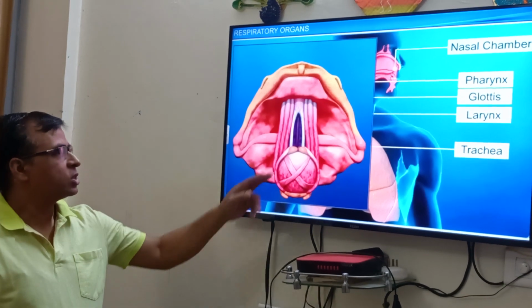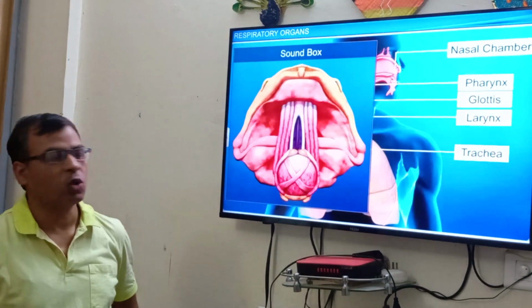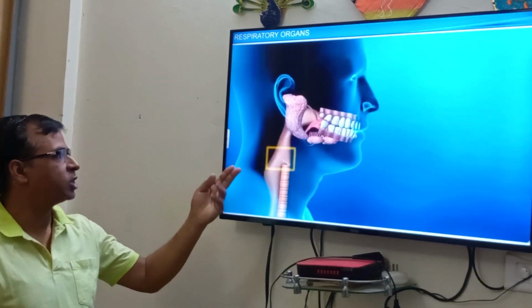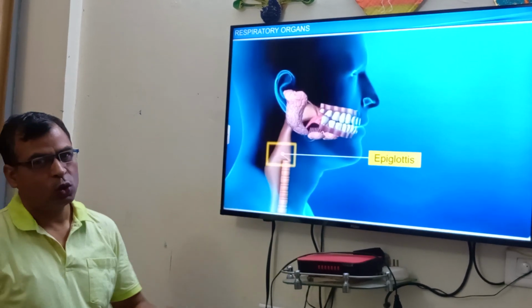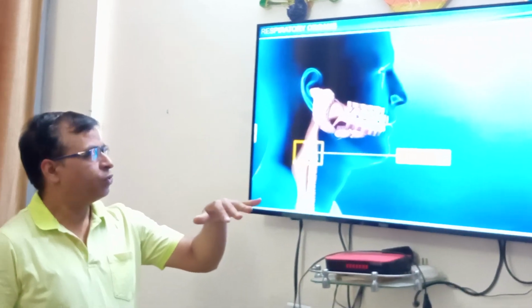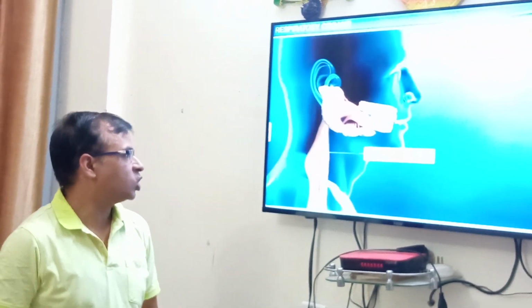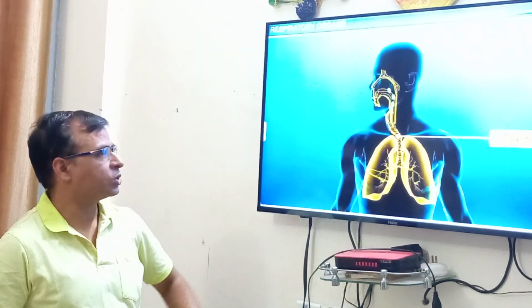The larynx is also called the sound box. It helps in the production of sounds. It is also called Adam's apple. And there is an epiglottis, which prevents food particles from entering the passage of air. So this is the epiglottis structure.